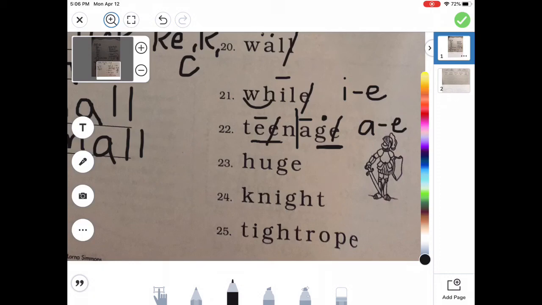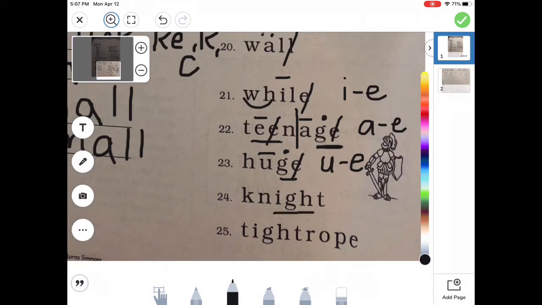All right, what about your next one? Ooh, I see you, sneaky E. So long U, sneaky E. Again, it's got that GE at the end. So that G, since it's in front of an E, is always going to say J. So huge. Very good. All right, on number 24, what do you see?